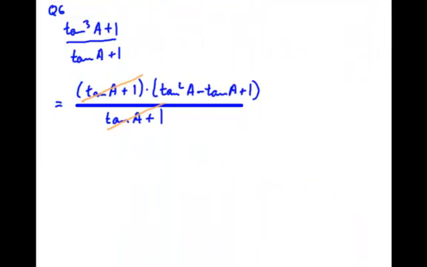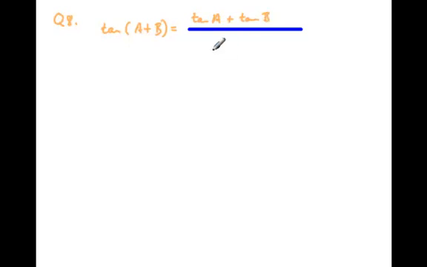So that's what I'm going to do. Again, I need to push it out of the way so I have space. So question 8, where I'm going to start out with tangent a plus b equals a fraction bar, and then I have tangent a plus tangent b divided by 1 minus, look carefully at the identity, tangent a times tangent b.